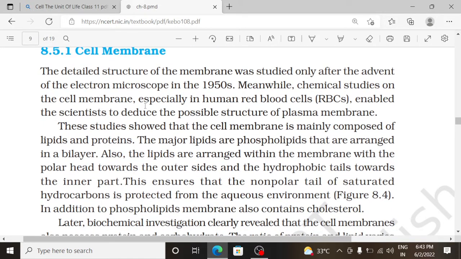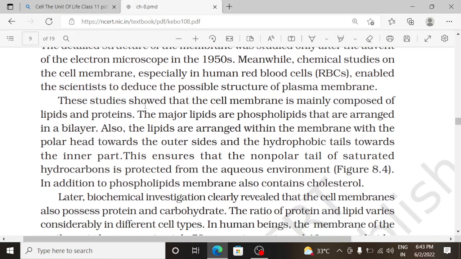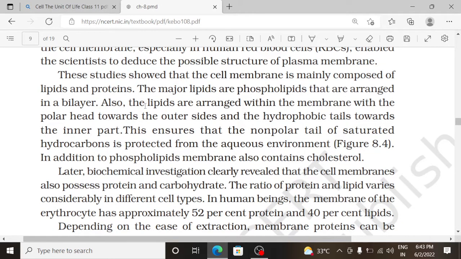The detailed structure of the membrane was studied only after the advent of the electron microscope in the 1950s. Meanwhile, chemical studies on the cell membrane, especially in human red blood cells, enabled scientists to deduce the possible structure of plasma membrane. These studies showed that the cell membrane is mainly composed of lipids and proteins. The major lipids are phospholipids and are arranged in a bilayer. Also, the lipids are arranged within the membrane with the polar head towards the outer sides and the hydrophobic tails towards the inner part. This ensures that the non-polar tail of saturated hydrocarbons is protected from the aqueous environment.